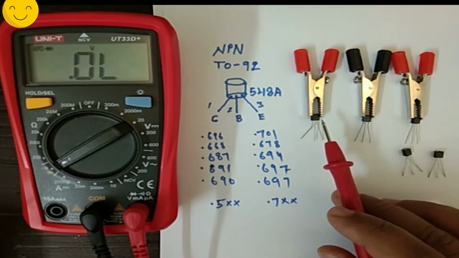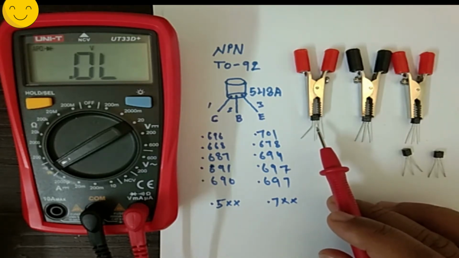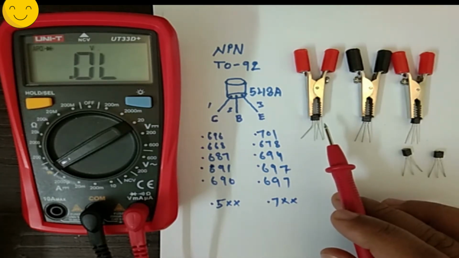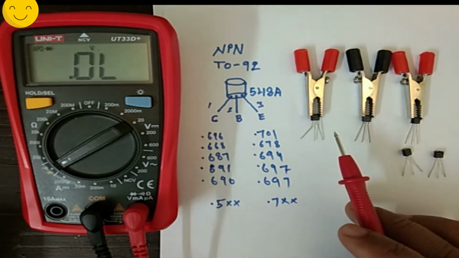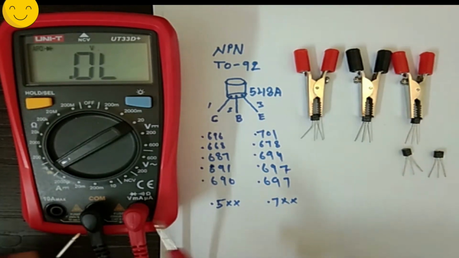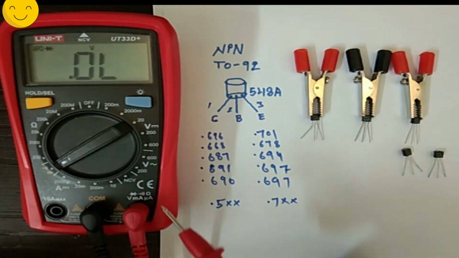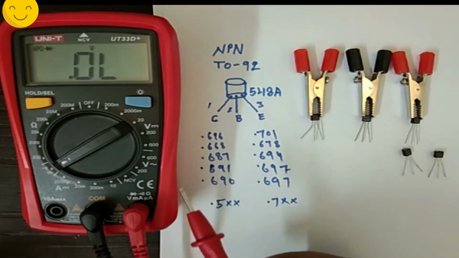If you do not know whether it is an NPN transistor or a PNP transistor, first you assume that it will be an NPN transistor, because mostly in circuits NPN transistors are used. 80-90% of transistors used in circuits are NPN type. So to test an NPN type transistor, set the multimeter leads like this. The black lead is always common here, and the red lead on the diode, continuity and resistance range.